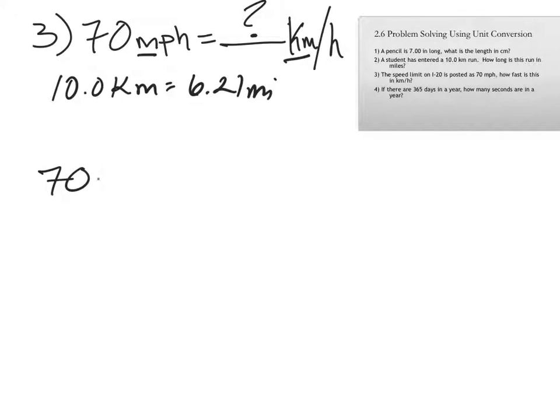So I'm going to take 70 miles. Now when you see the P here, that means per. And in mathematical terms, the word per is a division. So 70 miles per each hour.